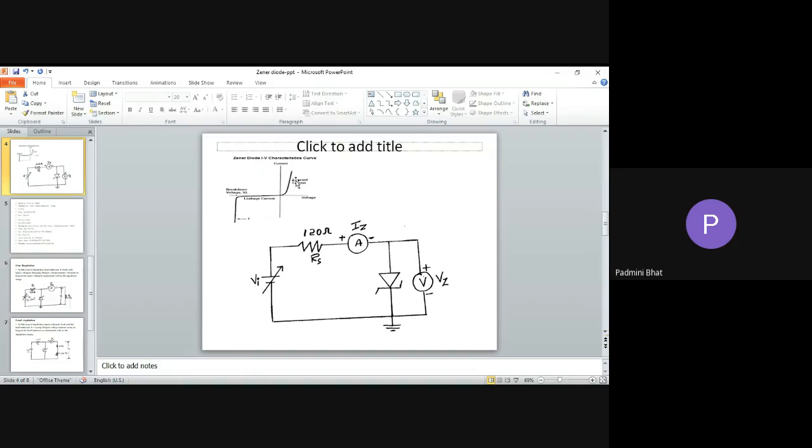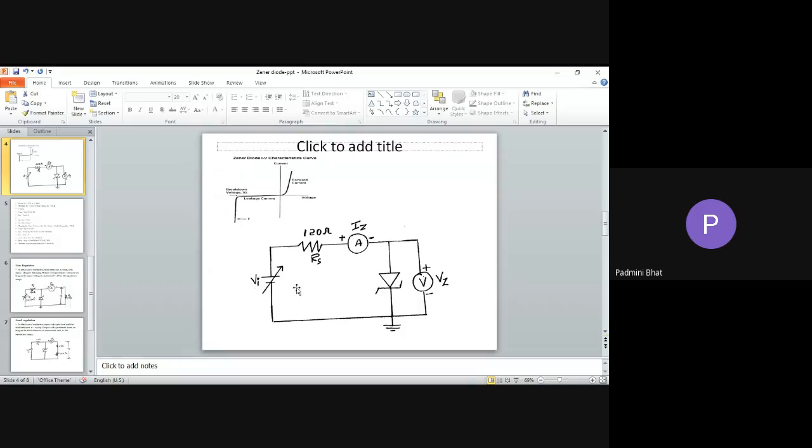That is very simple, very similar to my diode characteristics. Now the rest of the circuit will remain the same. Only you reverse the connection of this Zener diode, then it becomes reverse biased. So these are the reverse bias characteristics. How much is our reverse bias breakdown voltage? It is around 5.6 volt.